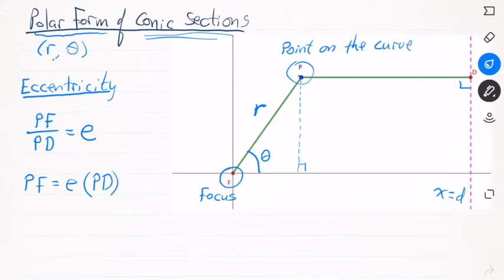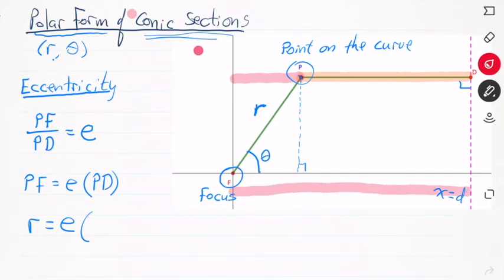I debated using vector language here, but I think we understand what we're talking about. Now PF we already know. PF is r, so I can replace this with r. And then I get e times PD. PD is this length. Here, if we extend it a little bit further, the orange and the red is the entire length of d, because we're going from the y-axis all the way to the line x equals d. So that length is d. We'll put a little d down here.